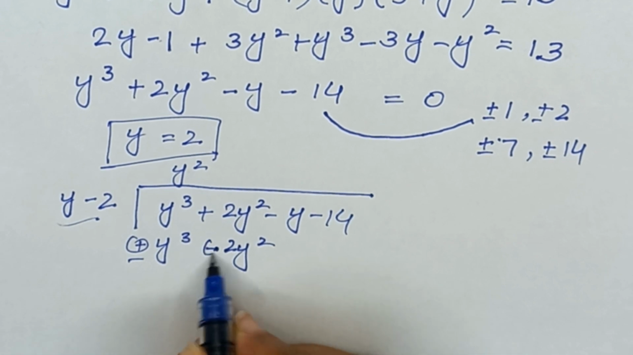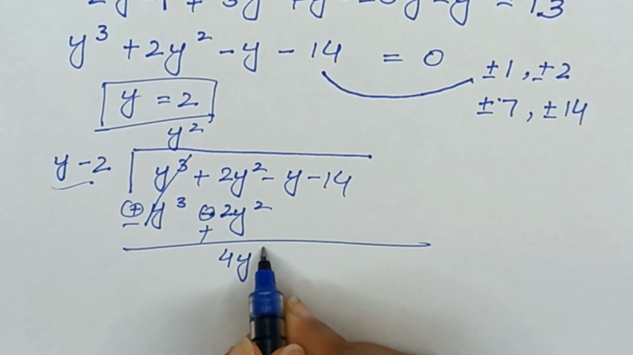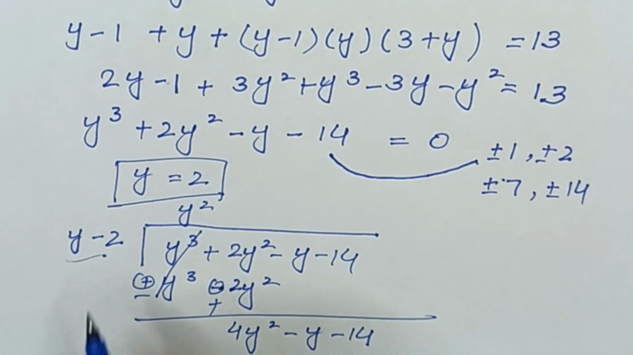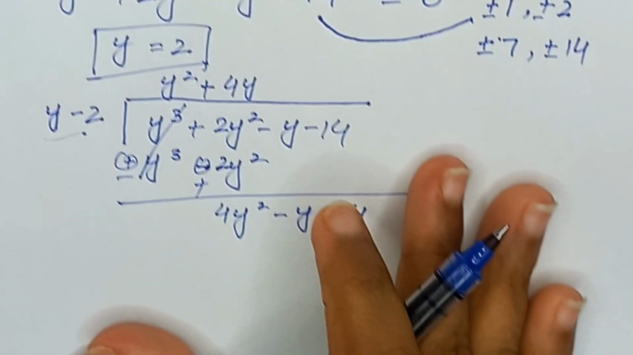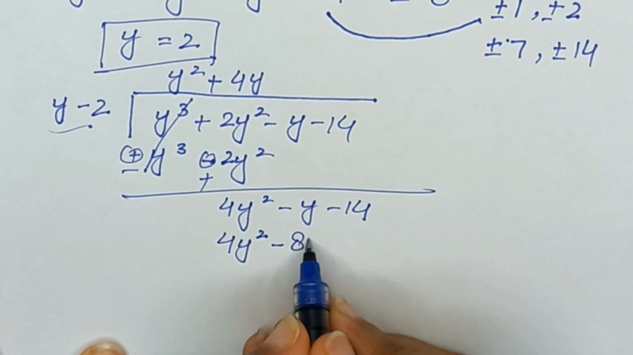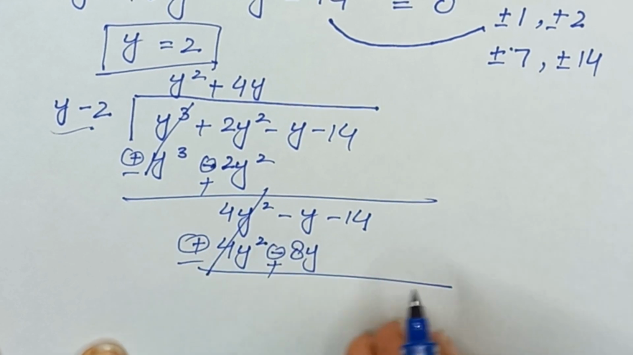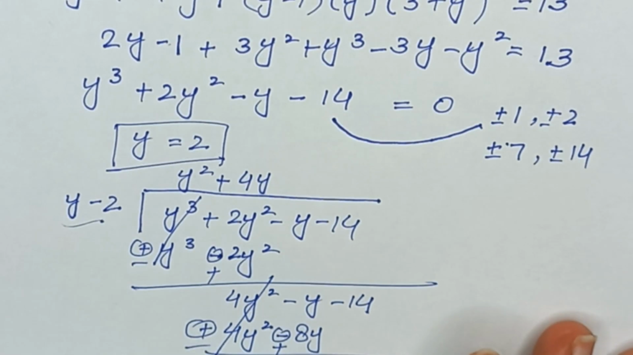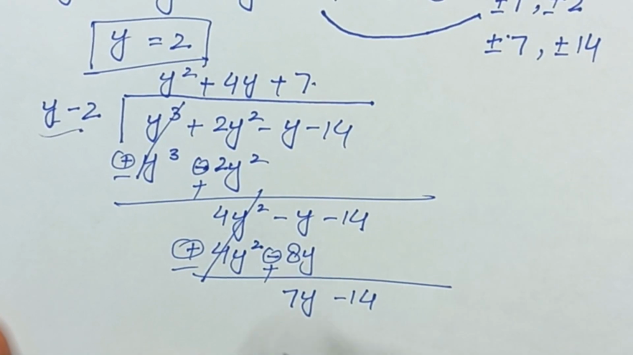Okay, just change its signs, it will be cancelled out and it will become 4y square minus y minus 14. Now I have to make 4y square, so I will take here 4 times y. So it will be 4y square minus 8y, and this will be cancelled out and it will be 7y minus 14. Okay, now I have to make 7y, so I will multiply with 7, so it will be 7y minus 14.